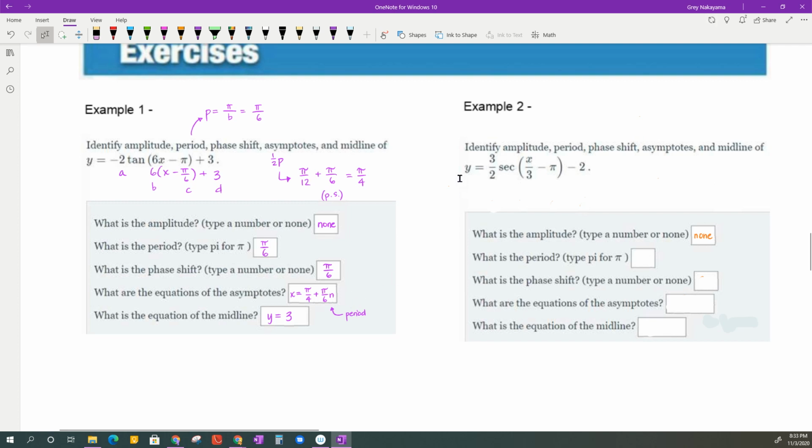All right. Identify amplitude, period, phase shift, asymptotes, midline of y equals 3/2 secant of (x over 3 minus pi), minus 2. Okay?